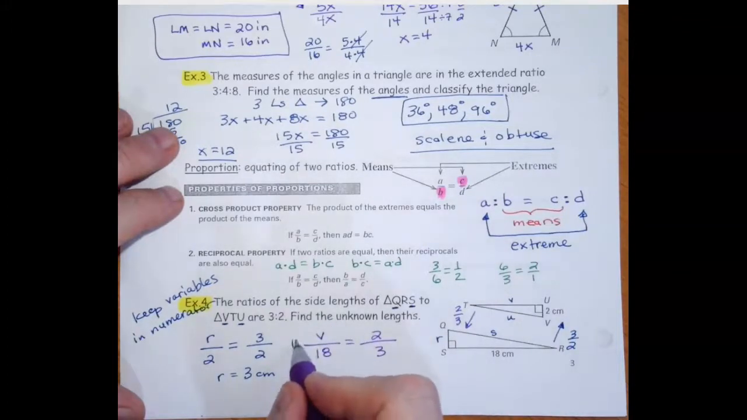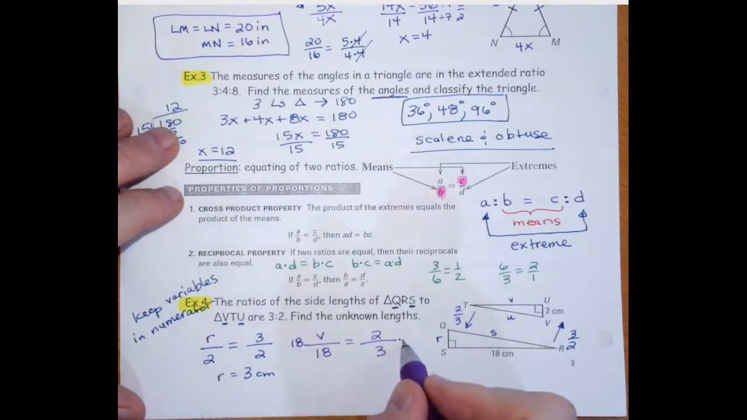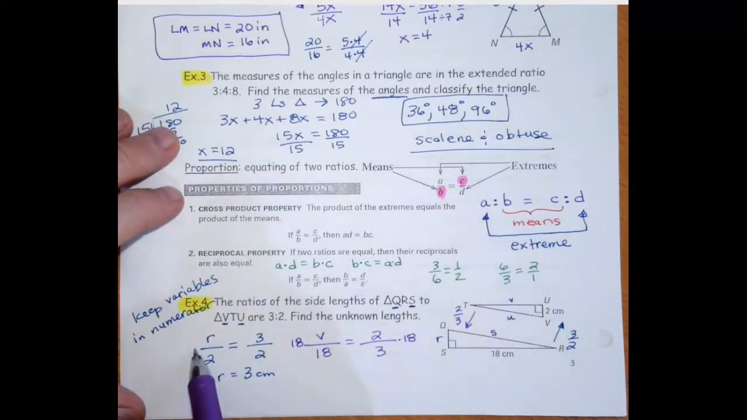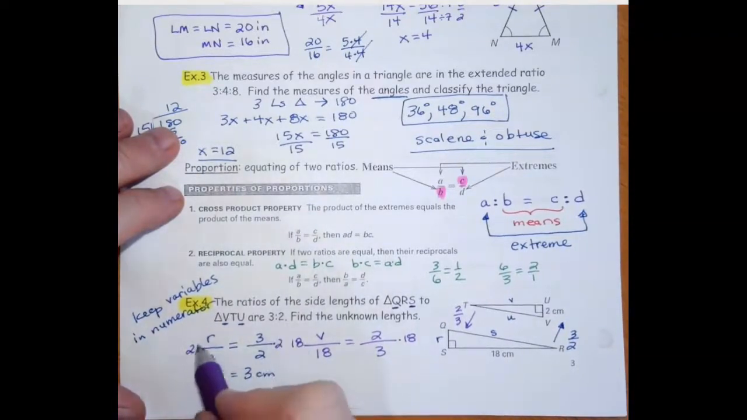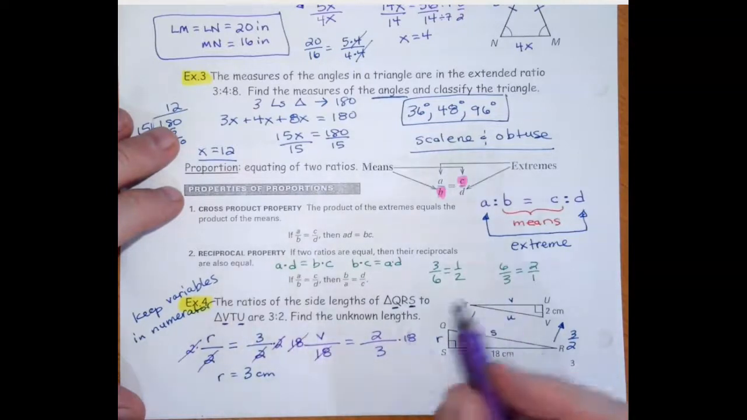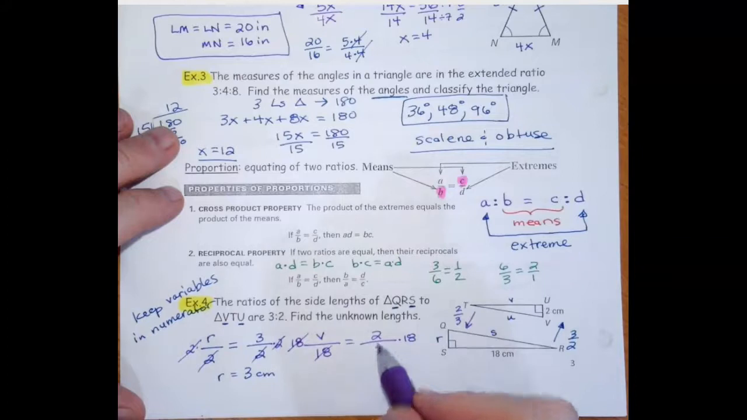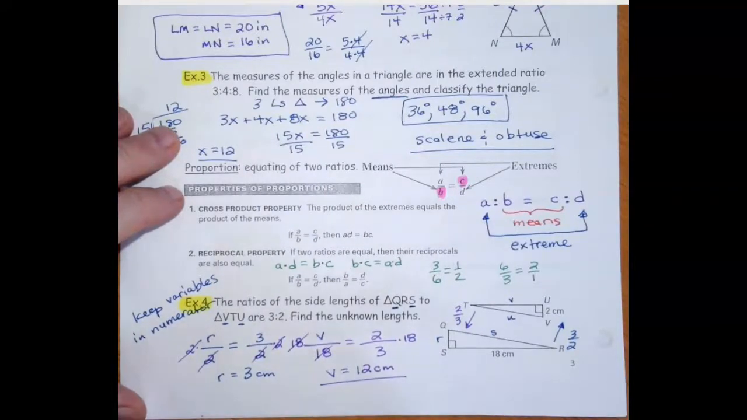Alright, so here, both sides we're going to multiply by 18. Now on this side, we could have multiplied both sides by 2, and those 2's would cancel out, and we would get 3. But it was obvious because it was 2. But that's another way to make it so it's all the same. Multiply both sides by the denominator. So we're going to multiply both sides by 18. That's going to cancel out here. This is going to be 6 times 2. So 6 times 2 is 12 centimeters. Okay, so we've got R and V so far.